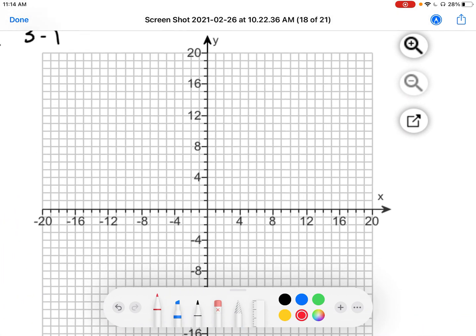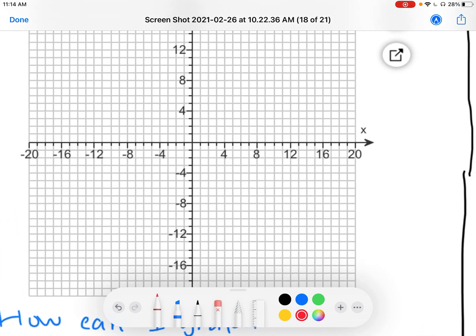So I have my graph here. I have negative 6, so I have 0, negative 6 right here. Then I go up 3 over 1. So then I go 1, 2, 3. Then to the right 1. I'm here. Okay, that's all I need to graph my line.